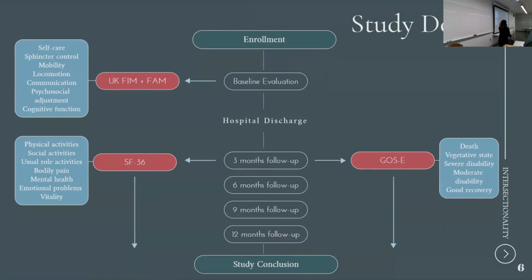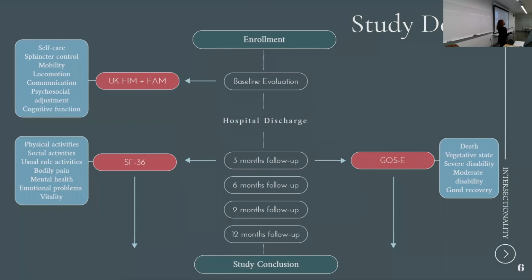And then after hospital discharge, follow-ups will be conducted every 3 months for 1 year. And during these follow-ups, which will be conducted either by phone call, text, email, or postal service, depending on indicated preference, we will evaluate participants' functional recovery and health-related quality of life using both the Glasgow Outcome Scale Extended, the GOSE, and the Medical Outcomes Study 36-item short form health survey, the SF36. So the GOSE measures functional outcome versus the SF36 measures health-related quality of life.